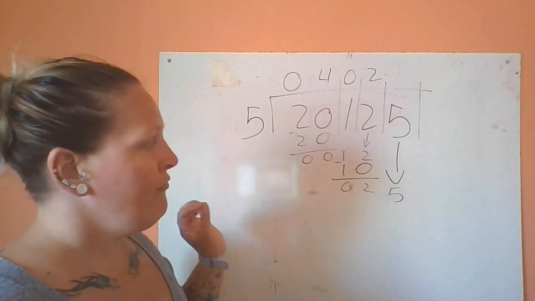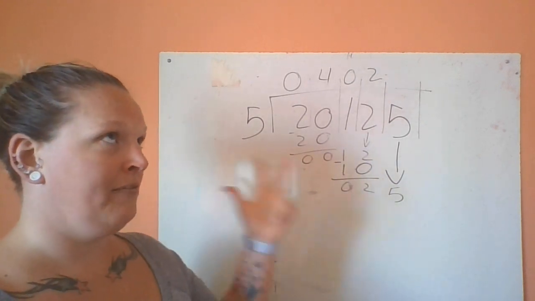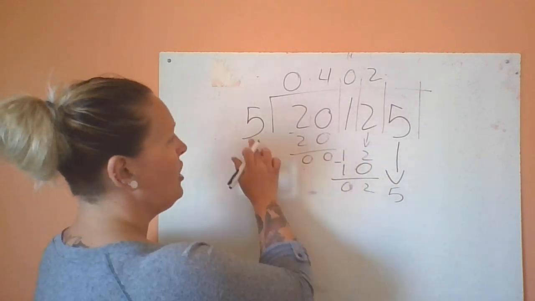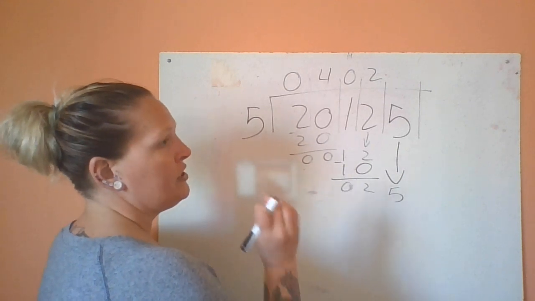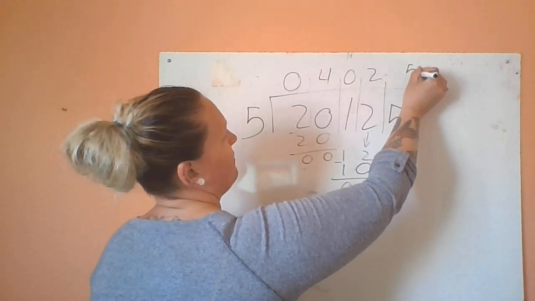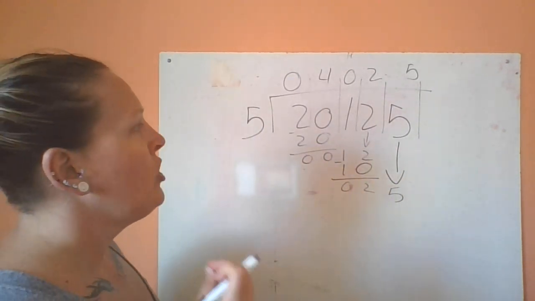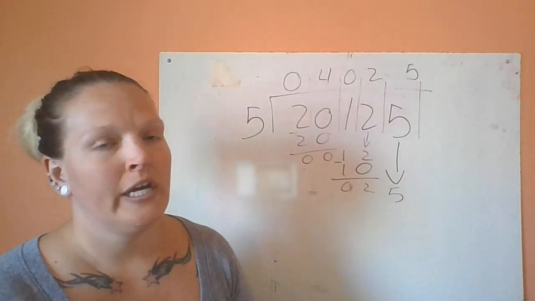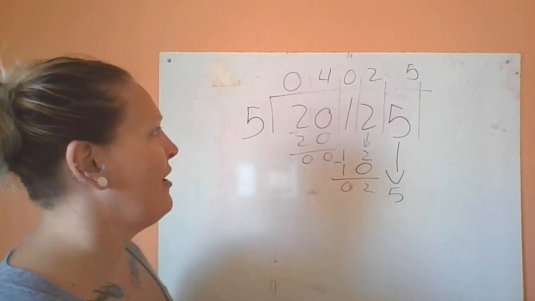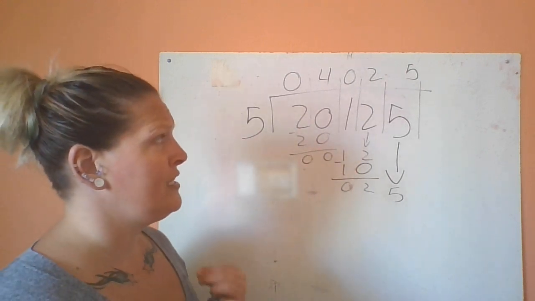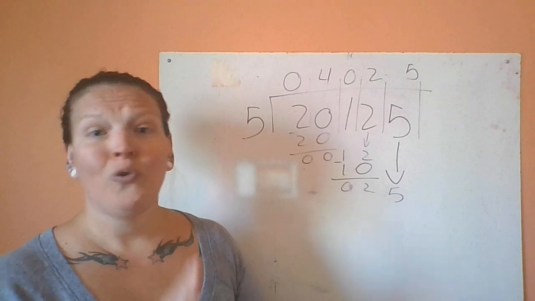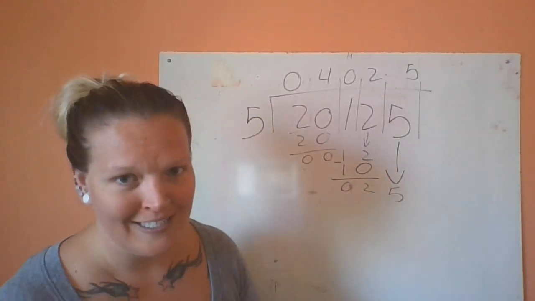So let's count by 5 to get to 25. 5, 10, 15, 20, 25. So 5 can go into 25 5 times. So here we have our finished problem. 20,125 divided by 5 equals 4,025. No remainder.